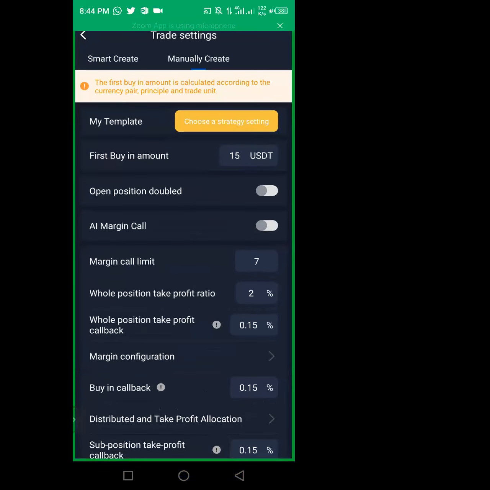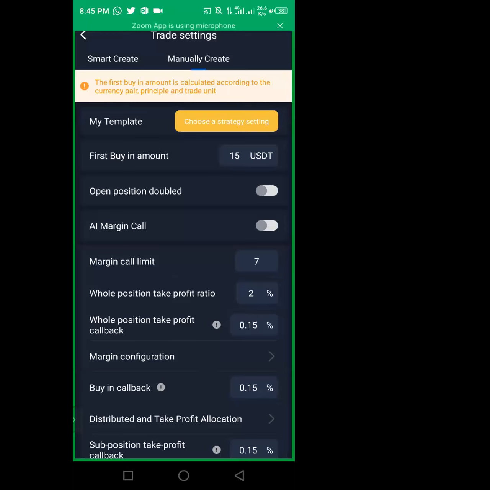So we have the first buy-in amount, which is 15. The default is 15 USDT. So that is the amount you want your robot to start the trade with. Now, please listen. If your first buy is 15 and you have $100, the robot will take $15 and enter a trade. Now watch, if the trade starts going up, maybe your whole position take profit ratio is 2%.